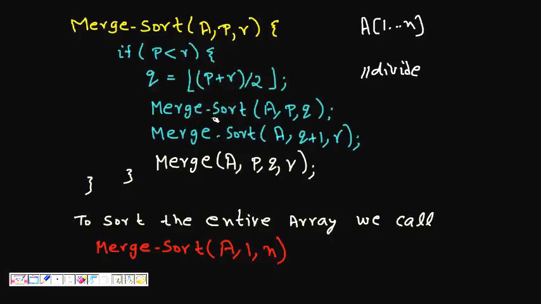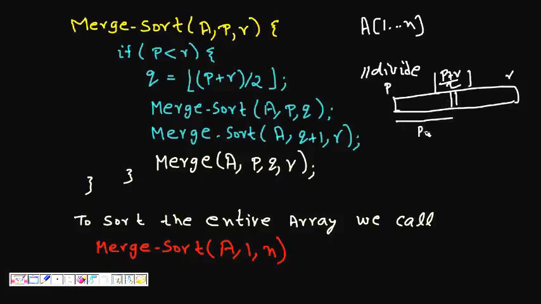Then we call merge sort recursively on A P till Q and then A Q plus 1 to R. So if this is an array, this is the first index, this is the last index, we get the middle index P plus R by 2, and then we sort P to Q and then Q plus 1 to R. Okay, and then we have a sorted array on the left and a sorted array on the right hand side, and then we merge these two arrays. Okay, that's very simple and nice.